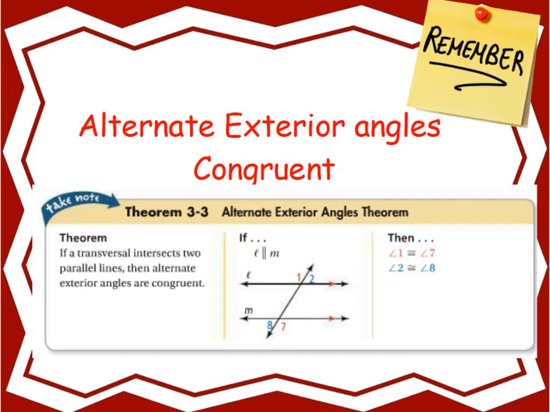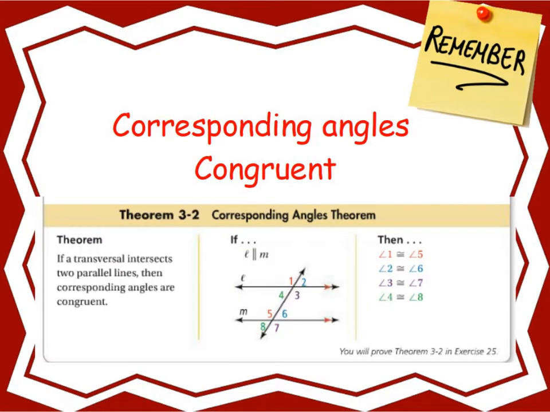Alternate exterior are also going to be congruent. Now you can kind of think, if you're trying to decide if they're going to be congruent or supplementary, supplementary angles typically have one acute and one obtuse. But if they're congruent, they better both be acute, or maybe both be obtuse. So when you look at angle 2 and angle 8, these alternate exterior angles, you can see they're both acute angles. They're going to be congruent. Alternate exterior angles are congruent. And then the last one, corresponding angles are also congruent. They're the ones that lie in corresponding positions, like the upper right and the upper right. Those two are going to be congruent to one another. All of this works if you have parallel lines.